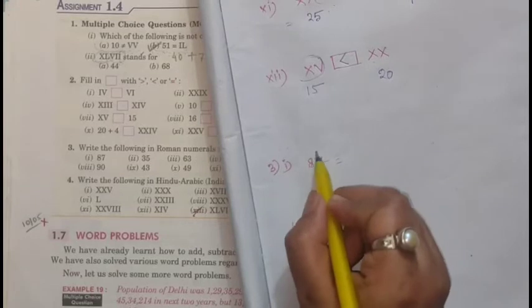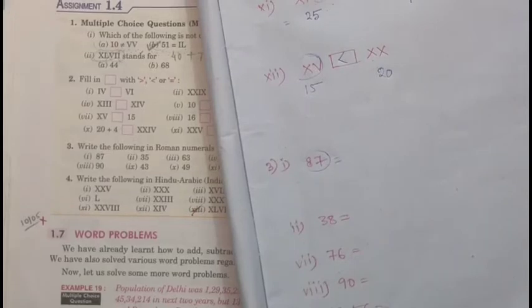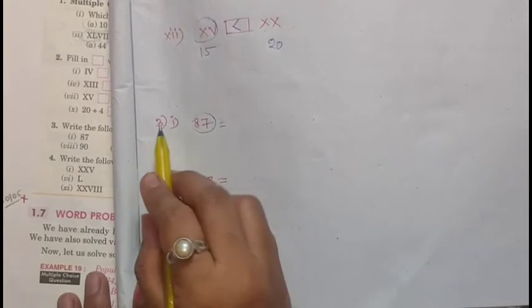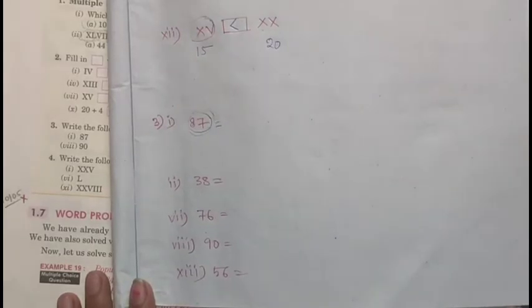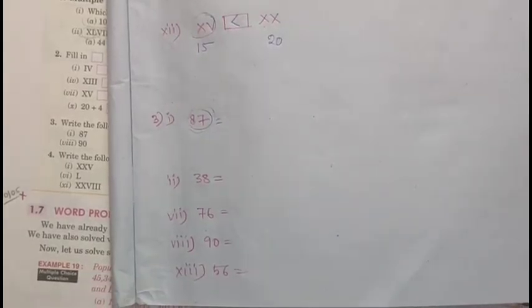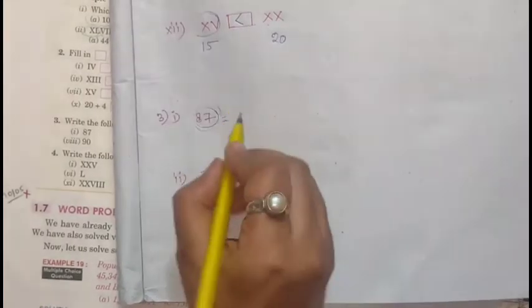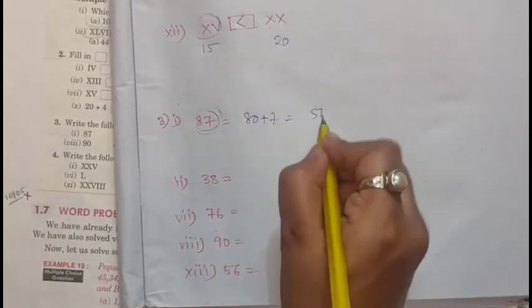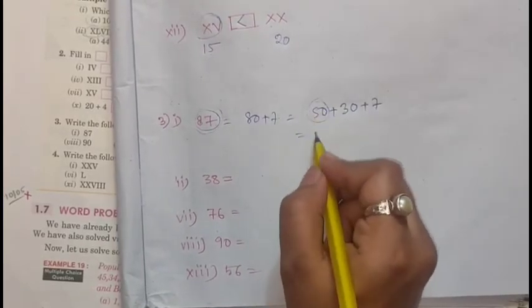So first question is 3187. So how can I write this number? 87. So first we will do question number 3, 1, 87. So what will be the Roman numerals of this number 87? You don't know any basic Roman numerals of 87, so we need to express this number. 80 plus 7. So 80, 50 plus 30 plus 7. So what will be the Roman numeral of 50?